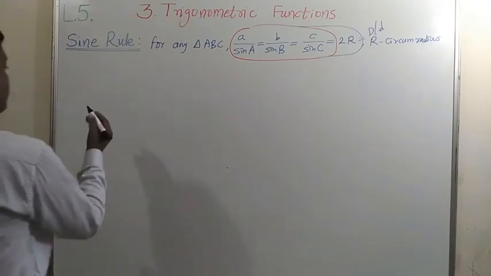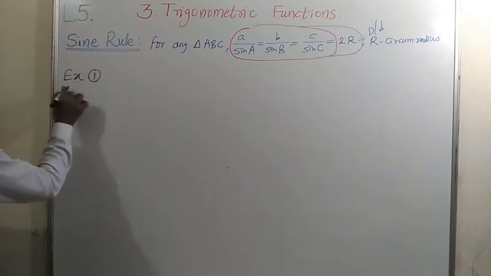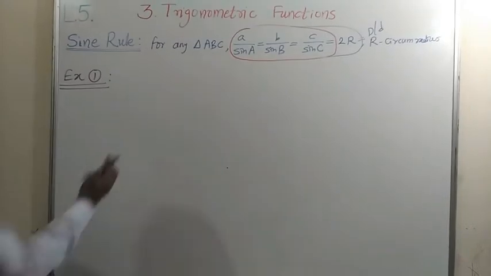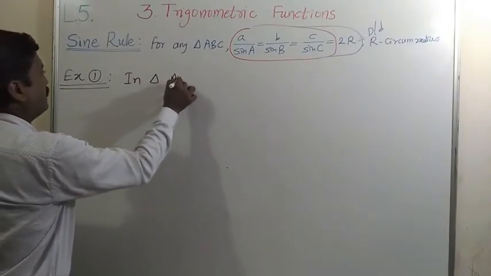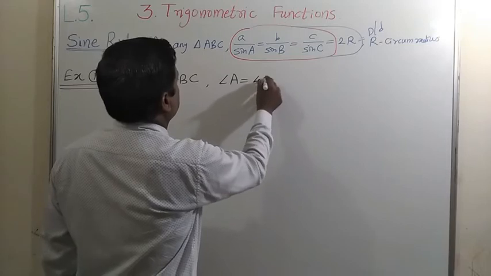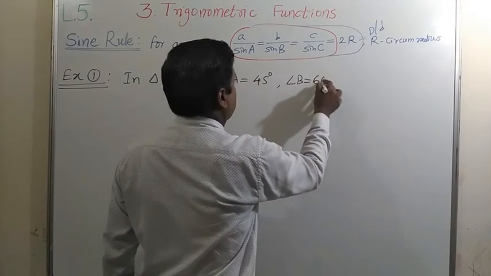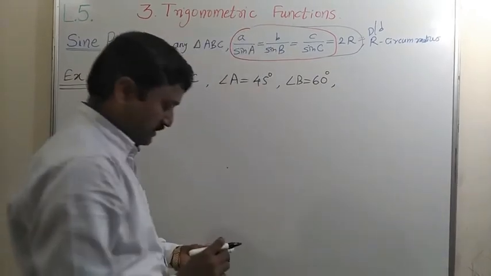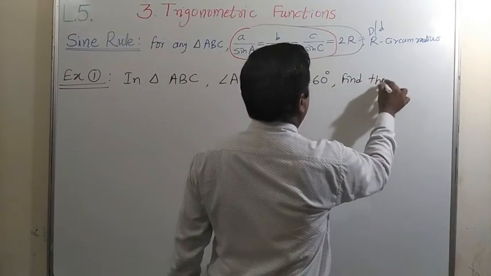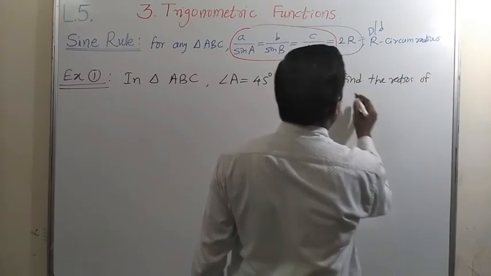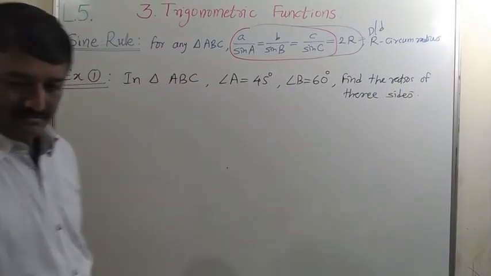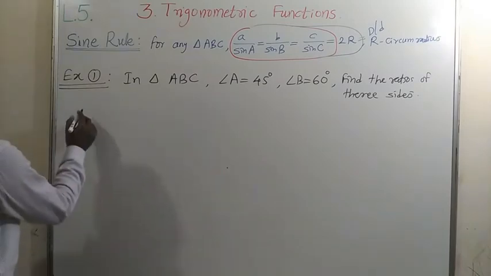Example number 1. In triangle ABC, if angle A is equal to, suppose, 45 degrees and angle B is equal to 60 degrees, then find the ratios of the three sides. Let us see the solution.